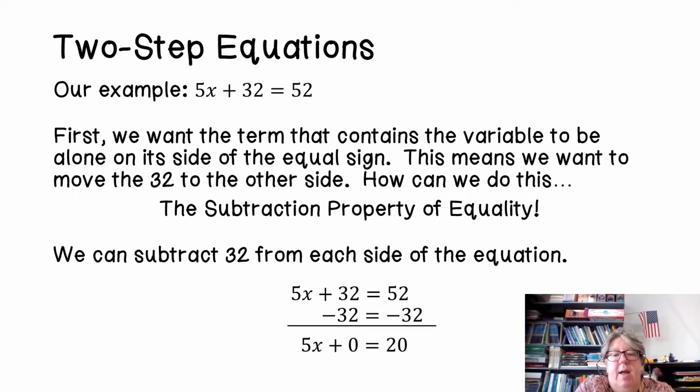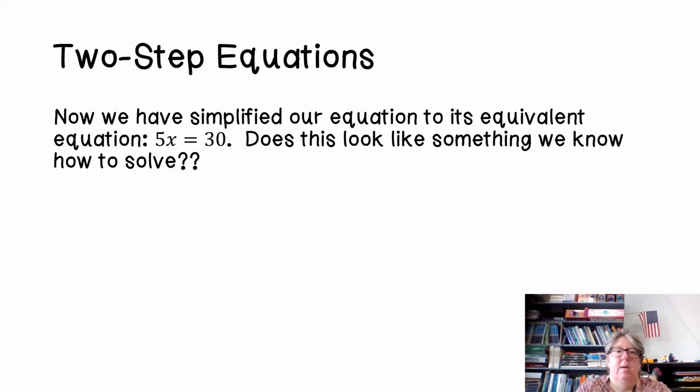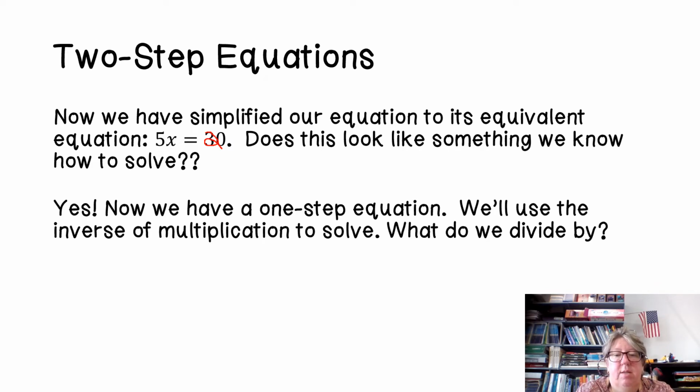we end up with 5x plus 0 equals 20. And we can just write that as 5x equals 20. So now we have simplified our equation to its equivalent, 5x equals 20. Does this look like something we know how to solve? It does. It's a one-step equation. So we'll use the inverse of multiplication to solve it.